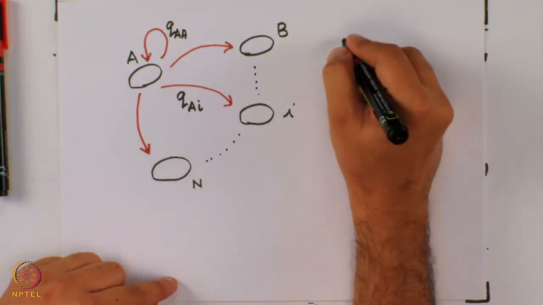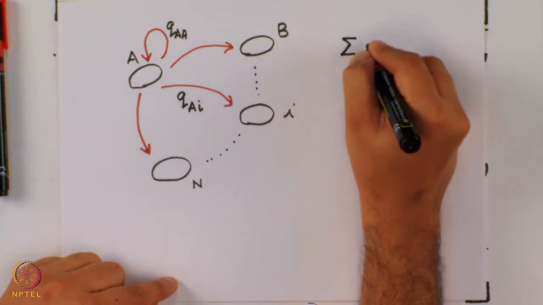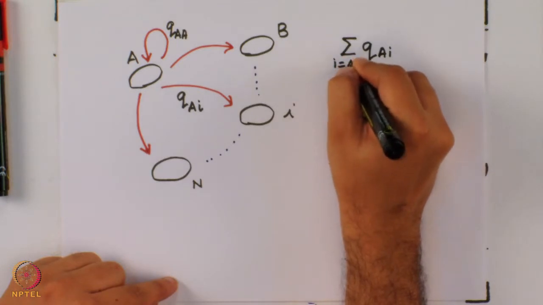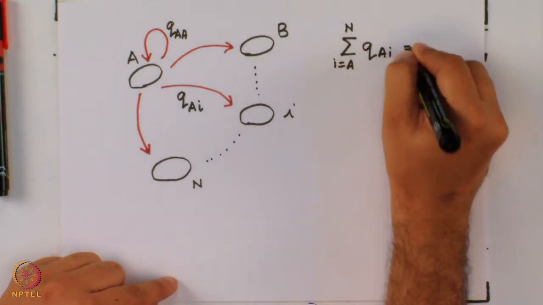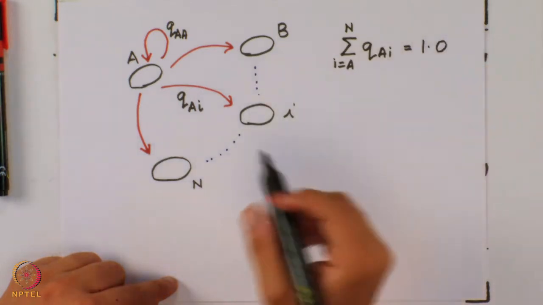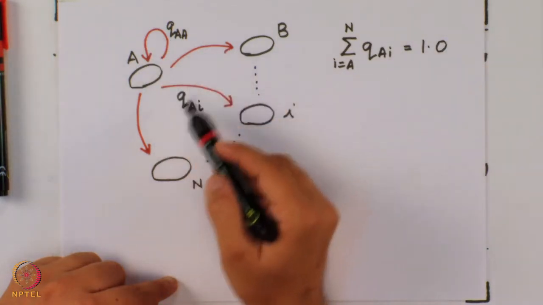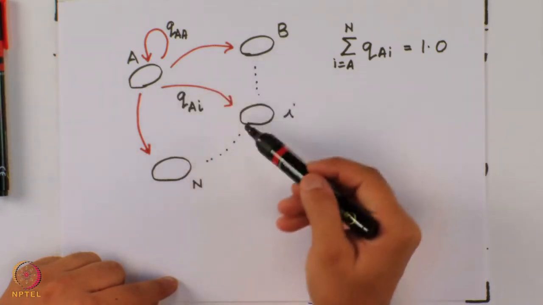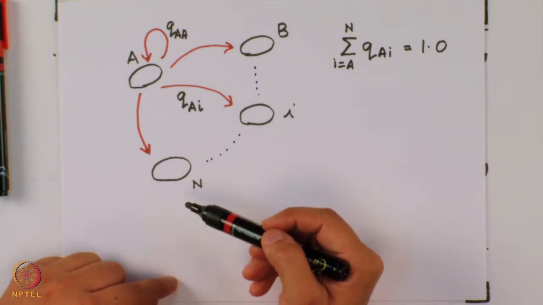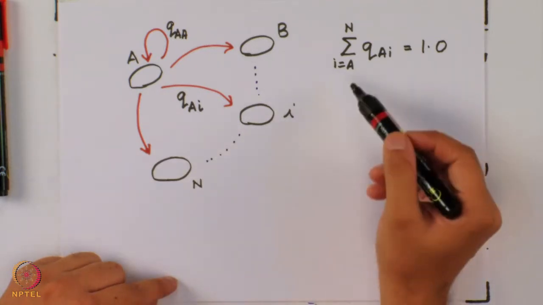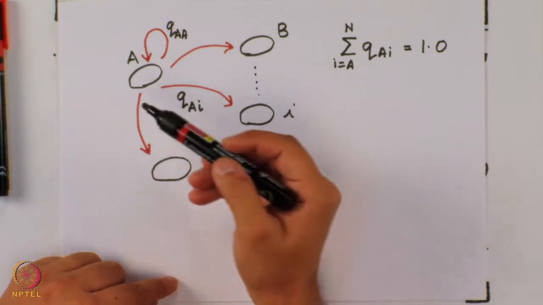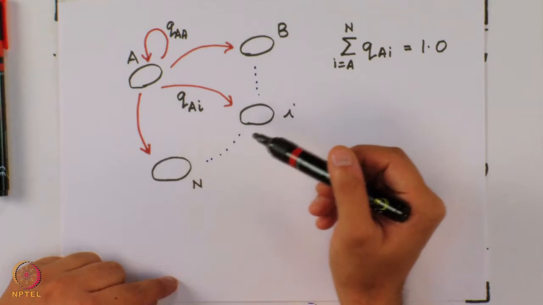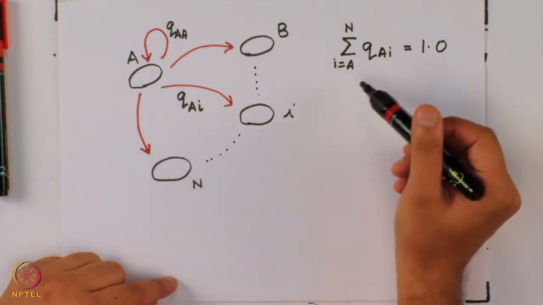Now it is important to realize, as we saw last time, that the sum of QAI, with I varying from A to n, equals 1, because if these represent probabilities, then after any division event the progeny has to belong to one of the n genotypes associated with the system here, and hence the sum of those probabilities, associated with the progeny belonging to genotype I, when summed over all I, has to be equal to 1.